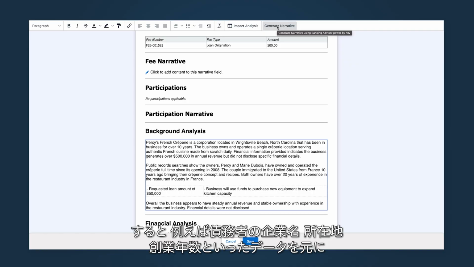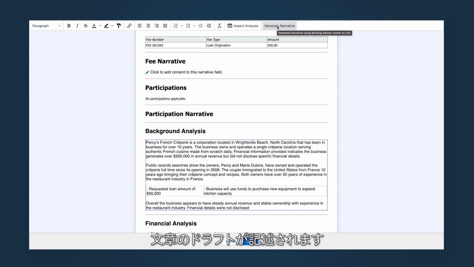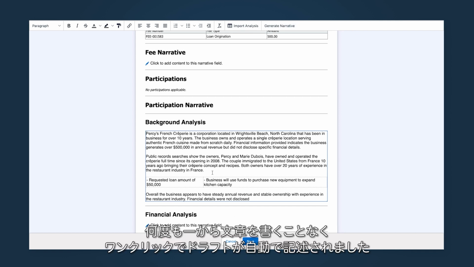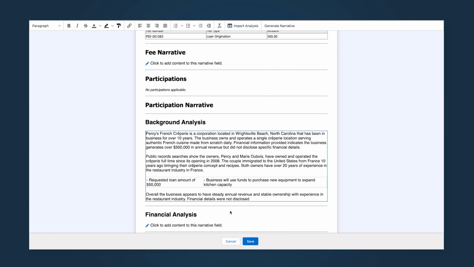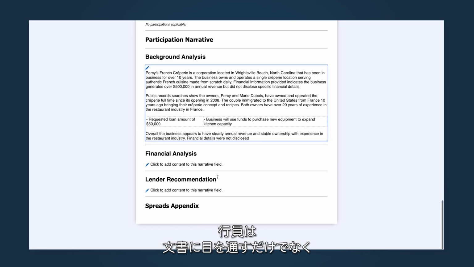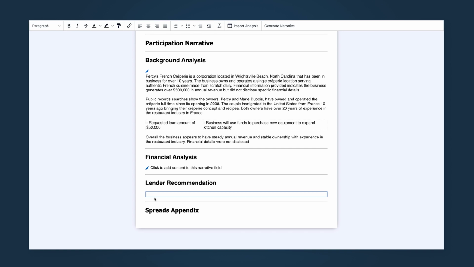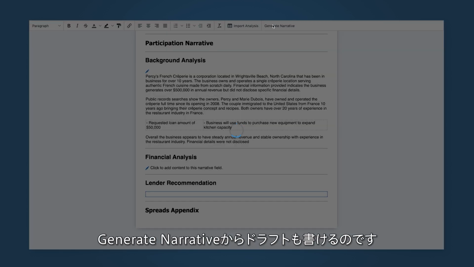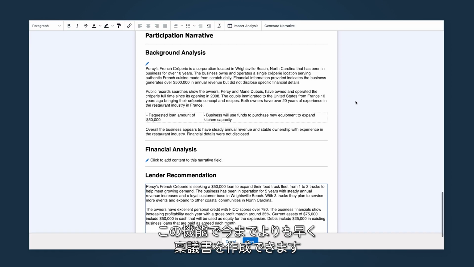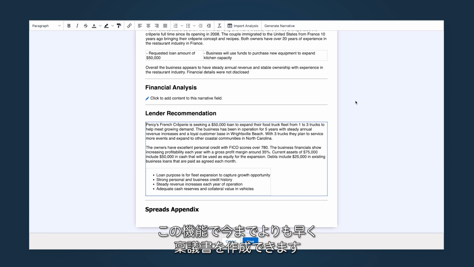And then you'll see it'll take all the data points, for example, the name of the relationship, the location, the number of years in business, to actually write the first draft of the narrative. Now, the credit analyst has a first draft to just tweak instead of having to write everything over and over from scratch. We'll hit save. So as a credit analyst, now I can actually go through the narratives themselves and hit generate narrative through each one of them to get my first draft. So now I actually have a better starting place so that I can get credit memos done faster.